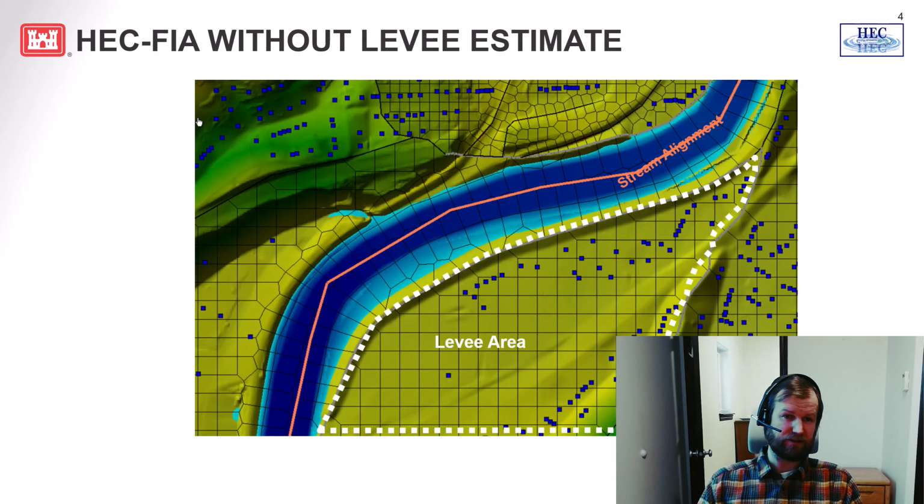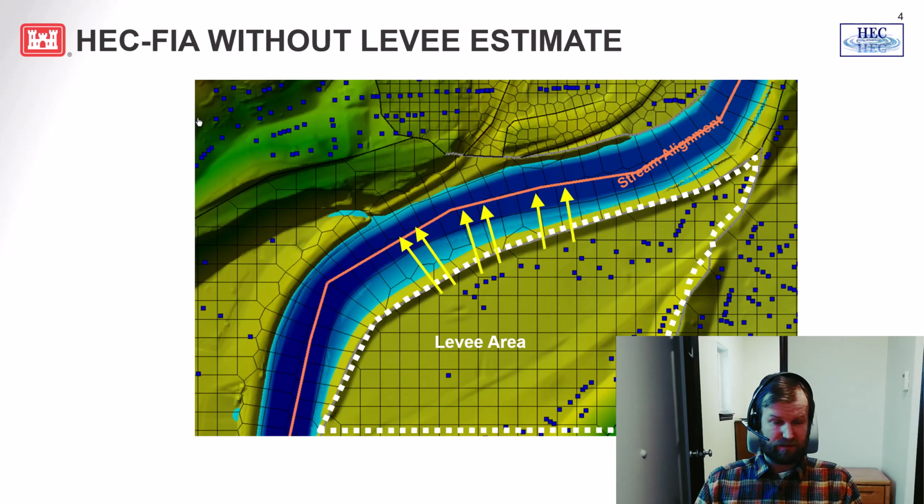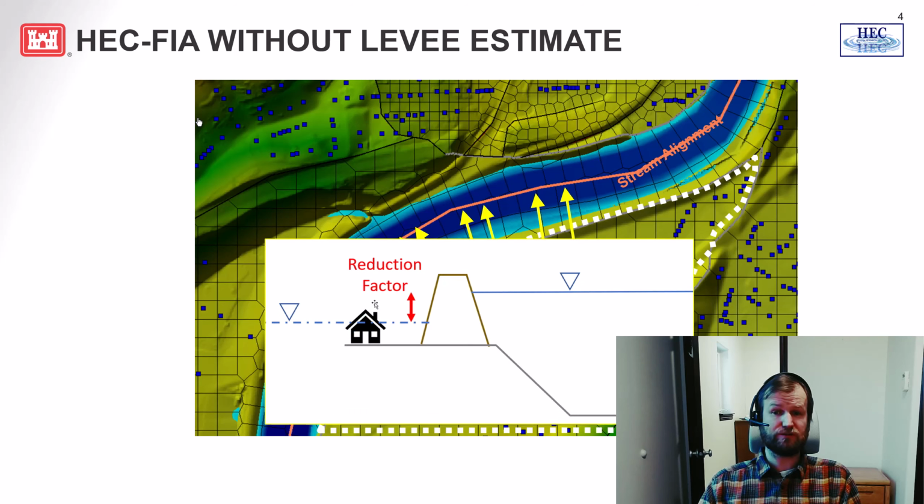So looking at the HEC-RAS model, FIA would determine the levied area and then provide structures that are behind the levee with a water surface from the main channel. A levee reduction factor can also be applied to levees where the without levee water surface elevation may be an overestimate. So if you wanted to reduce that channel, you can provide a reduction factor.